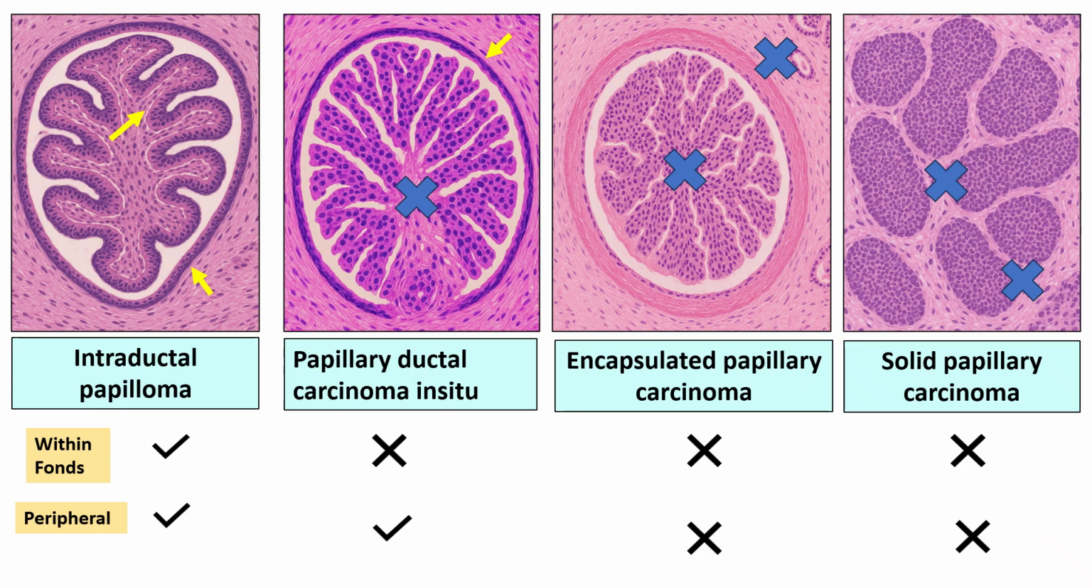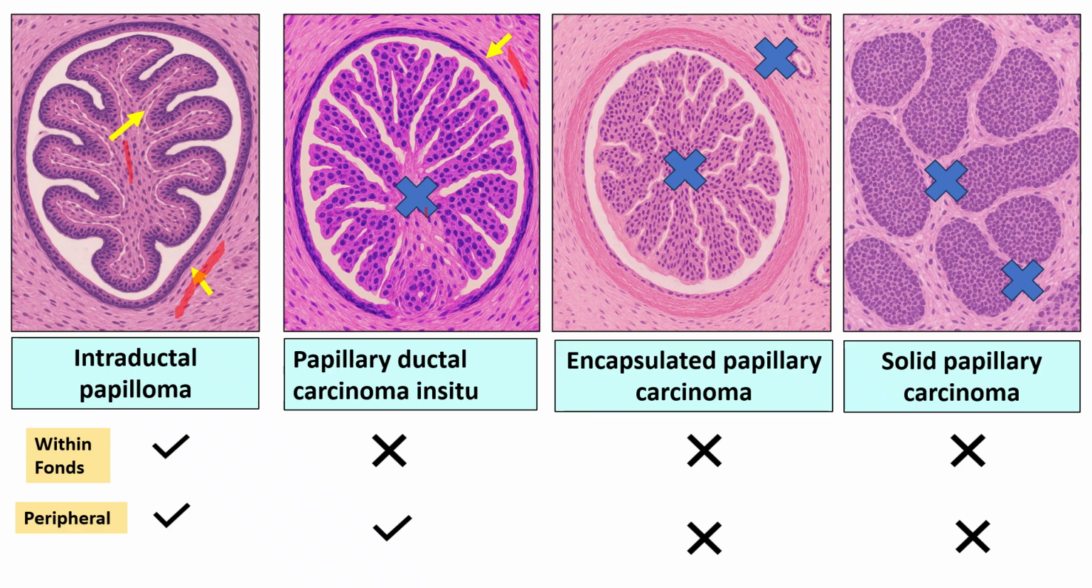So this is an image showing myoepithelial distribution in various lesions. In intraductal papilloma, the myoepithelial cells are present within the fronds, in between the papillae and also at the periphery. In case of papillary ductal carcinoma, within the fronds or in between the papillae, the myoepithelial rimming is absent, but it is present in the periphery.